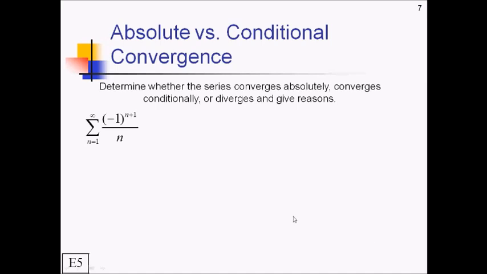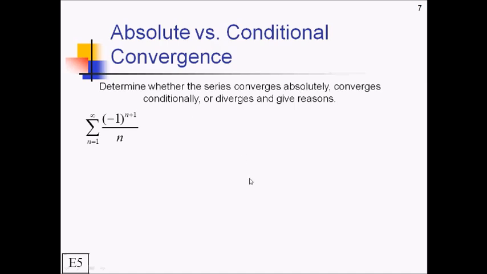For this next example, we're going to do a slightly different kind of problem. Now we're not just concerned with convergence. We want to determine whether the series converges absolutely, converges conditionally, or diverges, and then give reasons for any of these. So what's this whole absolute versus conditional thing?